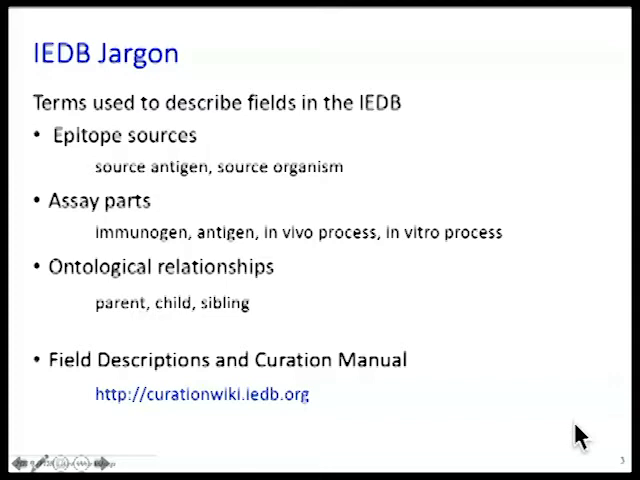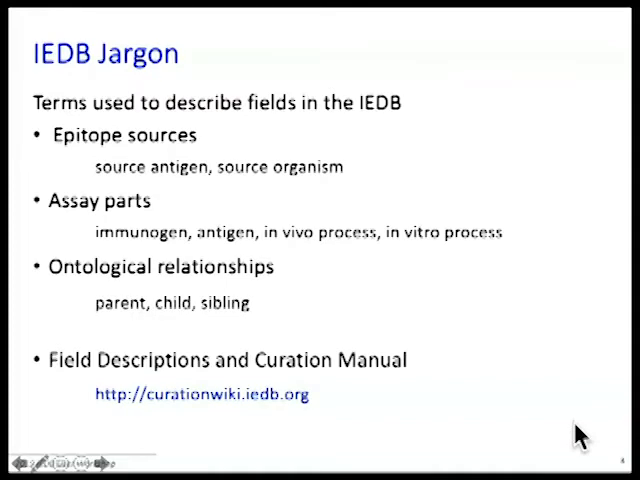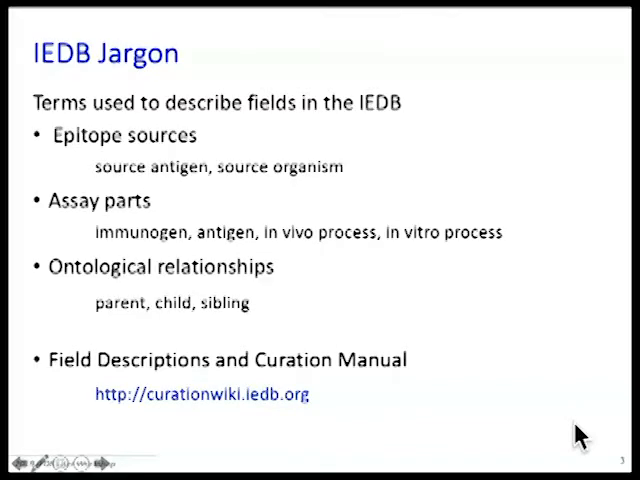And then because we use those ontologies, there's relationships between our terms being parent, child, and siblings. So for example, virus family is the parent of influenza virus, and different strains of influenza are siblings with each other. And then this is the link to the curation manual that I mentioned. It's also on the website if you want to see how we curate and more information about the details of the names of anything.